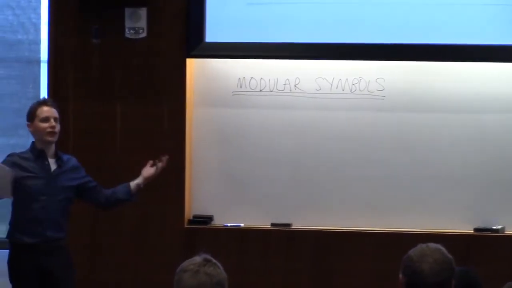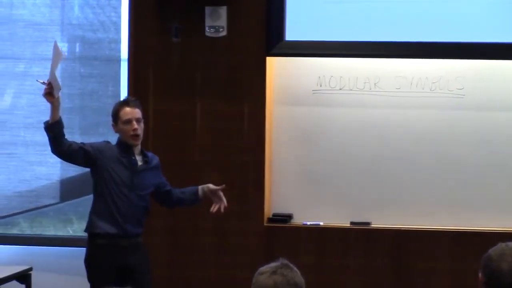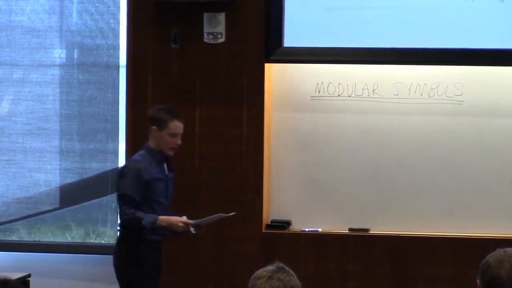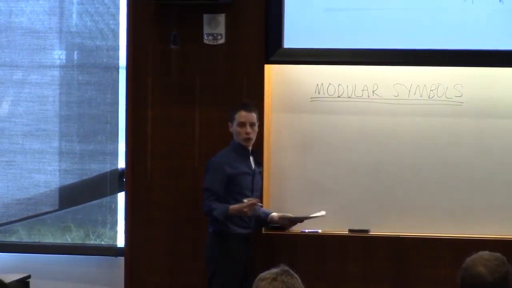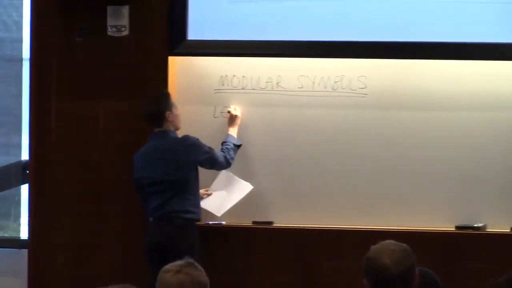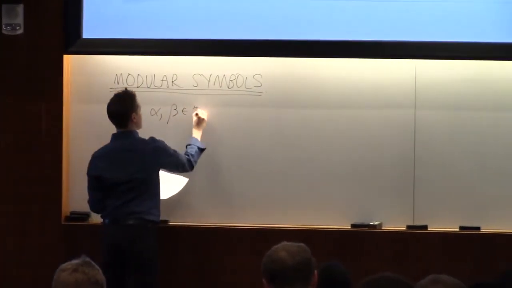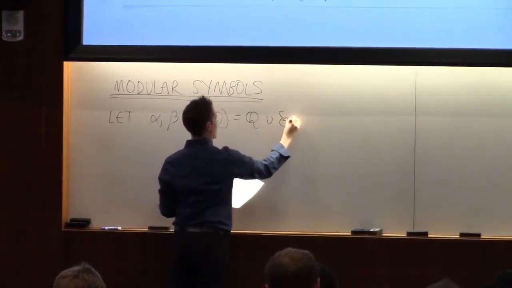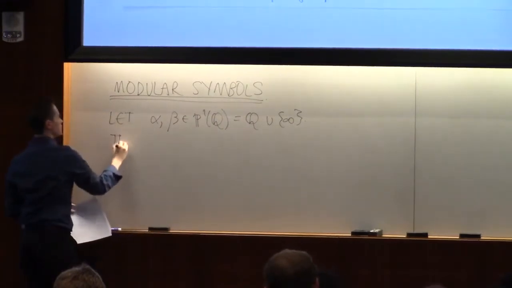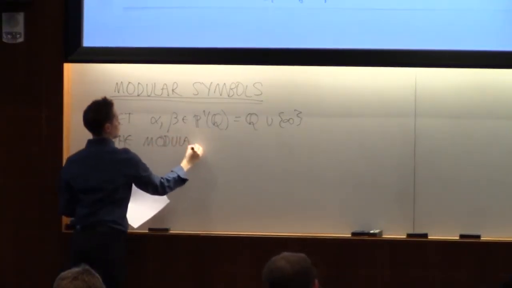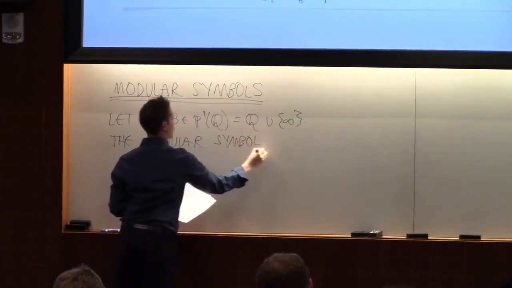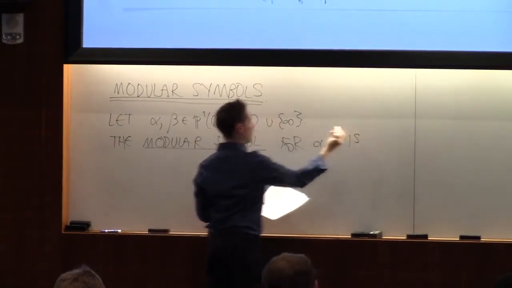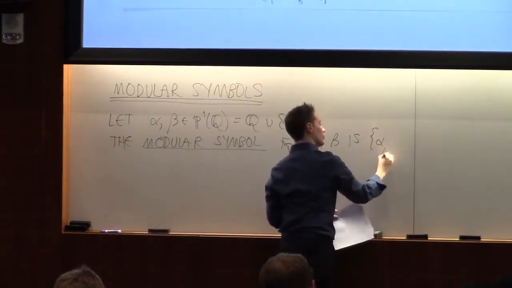We're going to draw geodesics in the upper half plane with endpoints along the circle at infinity. We're going to keep track of the group action on those paths, and that tells us the information we want to know about our group, modular forms, etc. Okay? So take two elements, alpha, beta, in P1Q, this is Q union infinity. Okay, the modular symbol alpha beta is, okay, well, people write it alpha beta.